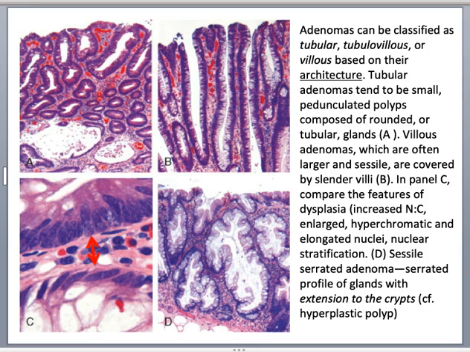Tubular adenomas tend to be small pedunculated polyps composed of round or elongated tubular type glands. In contrast, villous adenomas, which are often larger and sessile, are covered by slender, elongated, villus-like structures. Tubulovillous adenomas, as the name suggests, have a mixture of tubular and villous elements.